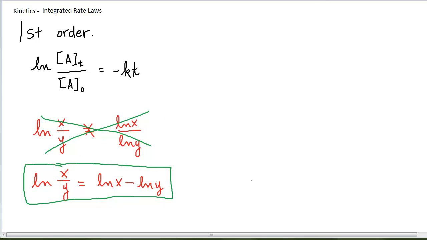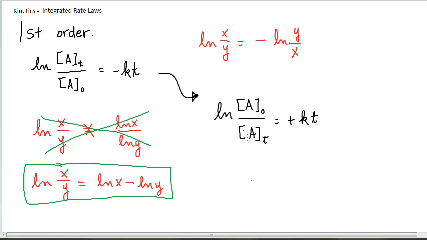A couple of other things that we can see based on this second expression is that if I have the natural log of x over y, that's the same thing as the negative natural log of y over x. If I flip what's in the logarithm, I change the sign on it. And for that reason, a way that we often see this integrated first order rate expression written is like this. What I've done is I flipped what's inside the logarithm, and now it has a positive sign. We don't always see the positive sign written explicitly, but now it is not negative kt, it's positive kt.